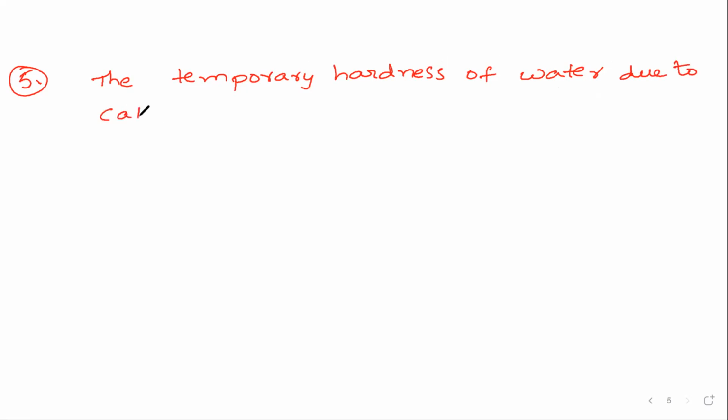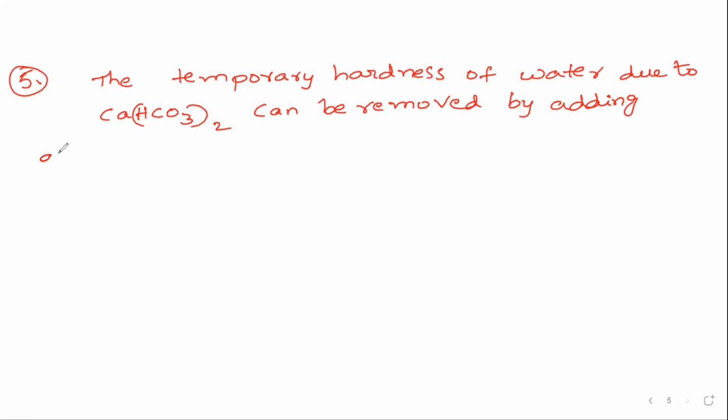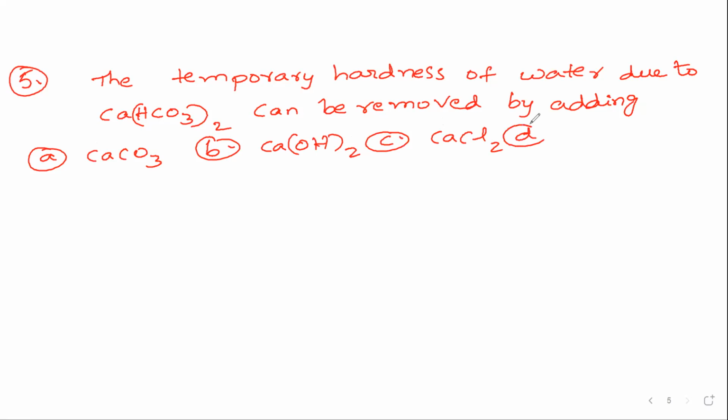The temporary hardness of water. This is a previous IIT question. The temporary hardness of water due to calcium bicarbonate can be removed by adding option A, calcium carbonate, option B, calcium hydroxide, option C, calcium chloride, and option D, HCl.